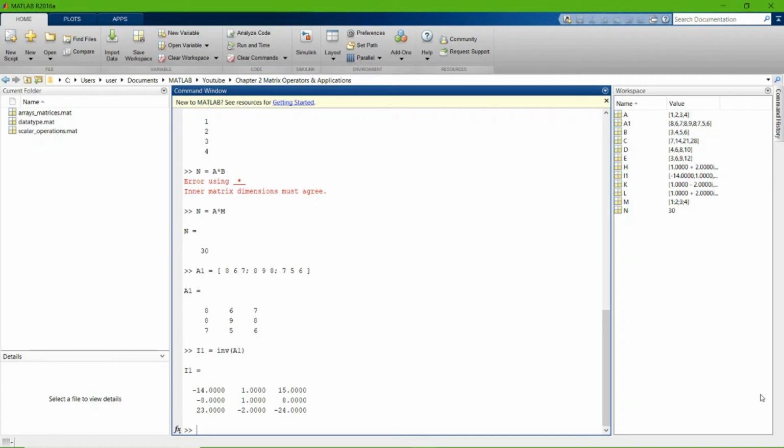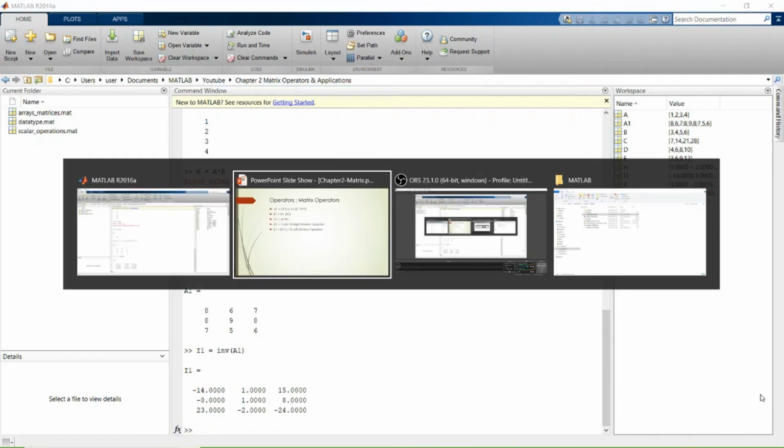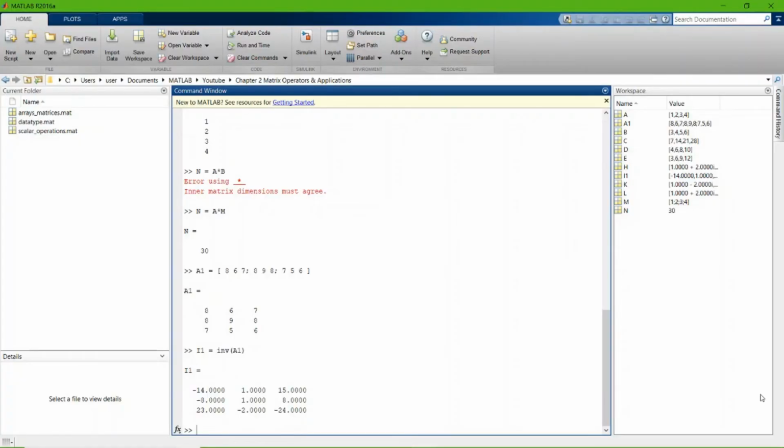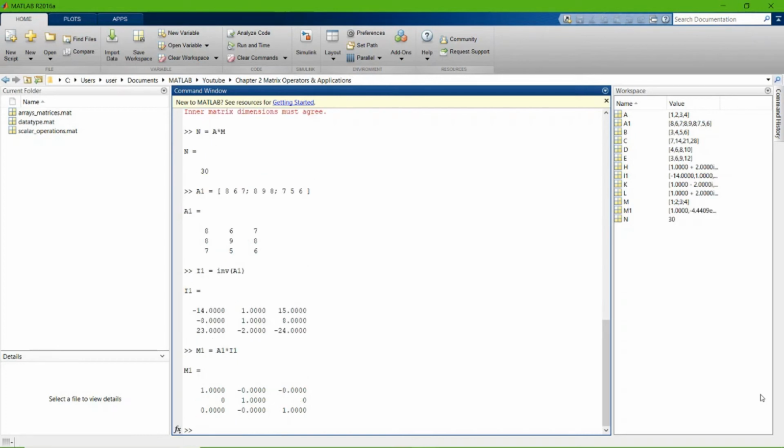Now let's perform a multiplication between A1 and I1. So let's perform the multiplication M1 equals A1 multiplied by I1, by which we get an identity matrix.